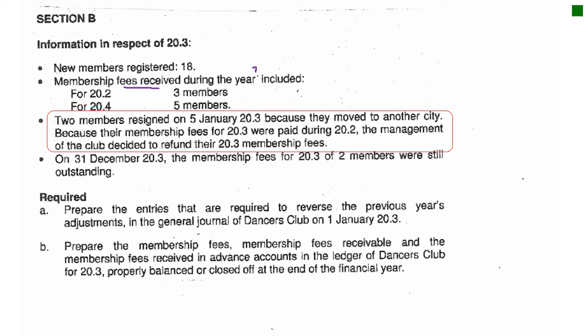Your second step usually is to put in your bank amounts. We don't have a bank amount here, but here we know we're going to be paying back 300 Rand to 2 members. So that will be 600 Rand. So let's see what those entries look like.